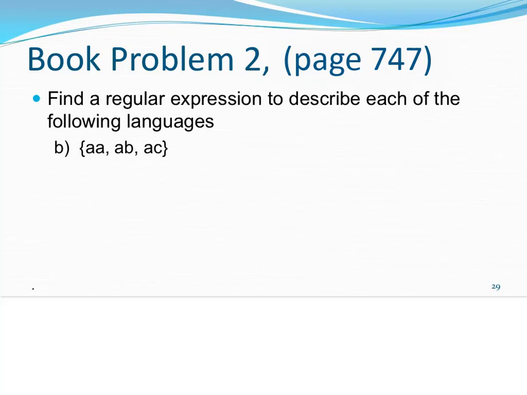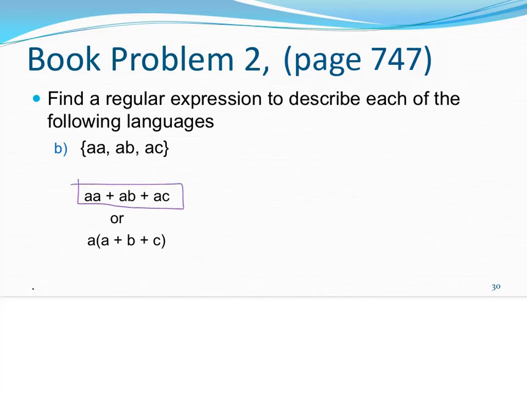We've got a language and we want to have a regular expression that describes it. So this first problem here, part B, has just 3 strings, right? We have the string AA, the string AB, and the string AC. So this is a language made up of just 3 strings. There's a couple of different ways we can represent that. We could just have the 3 strings plussed together for a regular expression. Or in fact, we could represent it like this, where we simplify it a little bit.